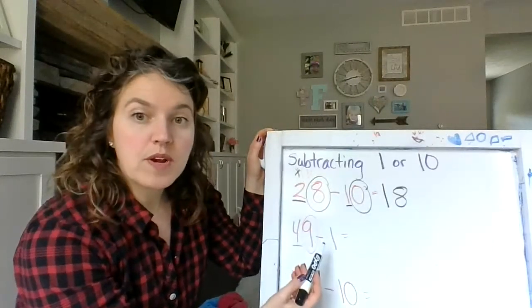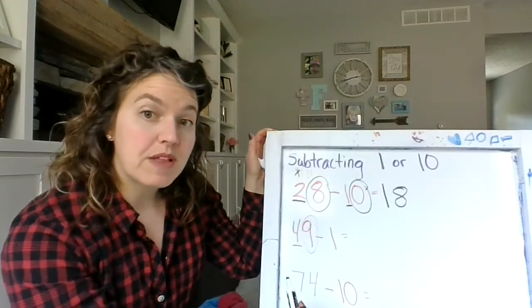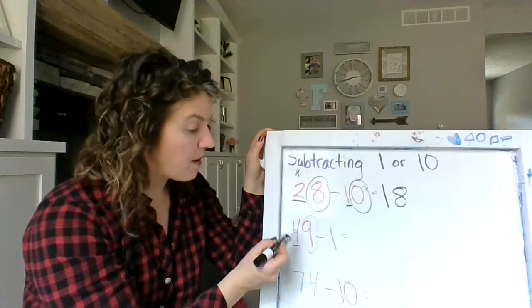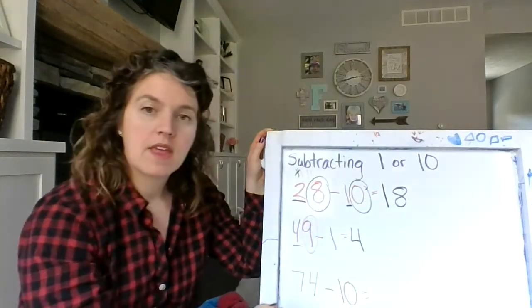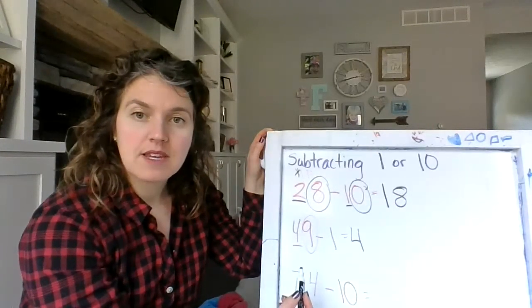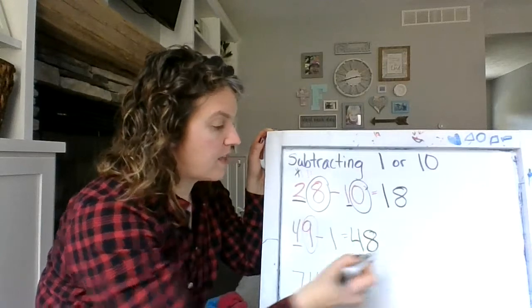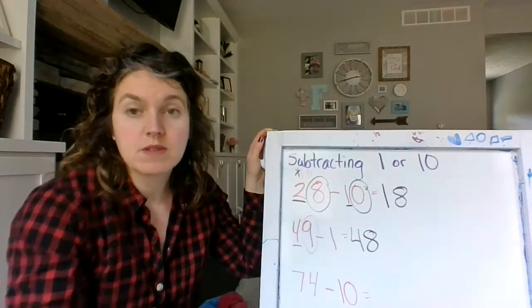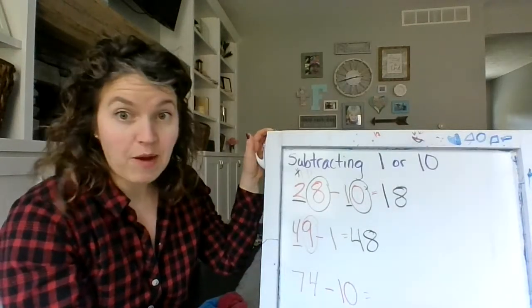All right, let's look at 49 minus 1. If I'm using my place value strategy, I know that the 9 is the 1 spot. So my 4 is going to stay the same. And I can do 9 minus 1, which is 8. 48. Now some of you might have just said, well, I just went 49, 48, and I counted backwards. That's another strategy to use, counting backwards.